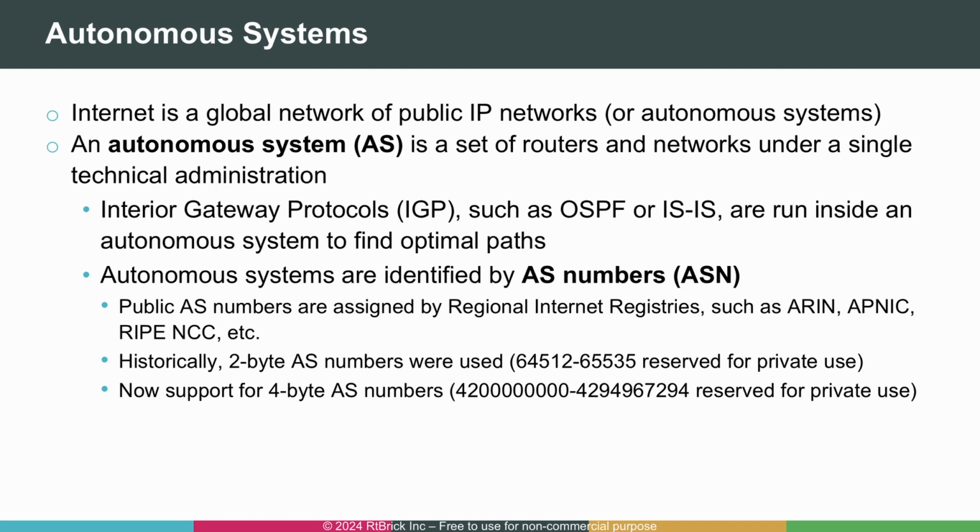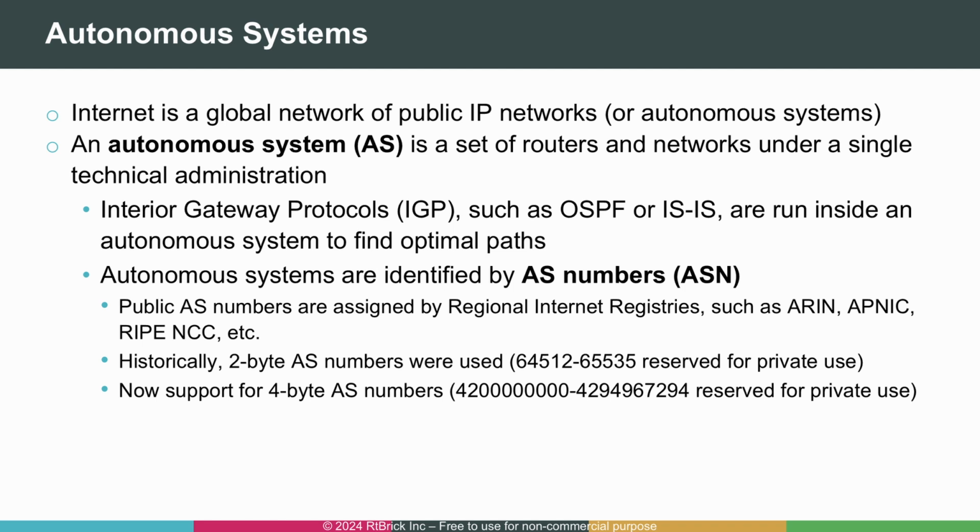Initially, AS numbers were 16-bit unsigned integers, ranging from 1 to 65535. A portion of this range, 64512 to 65535, is reserved for private use and will not be routed on the Internet. Additionally, AS numbers from 64496 to 64511 are reserved for documentation purposes.